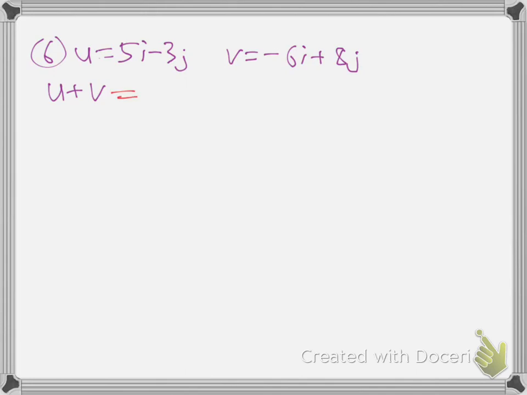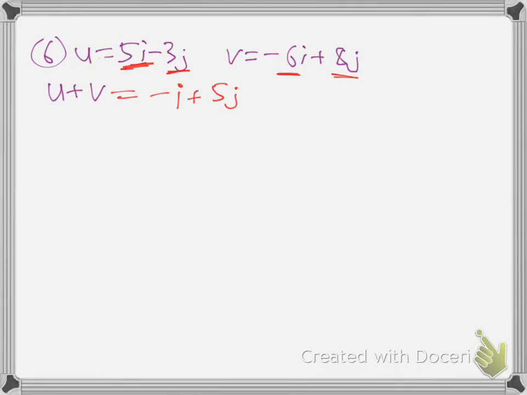Yeah. So when we add those up, we just go, okay, 5i and minus 6i, negative i, and minus 3j plus 8j, plus 5j. And we're done. Really natural. Why don't we just subtract them right now?